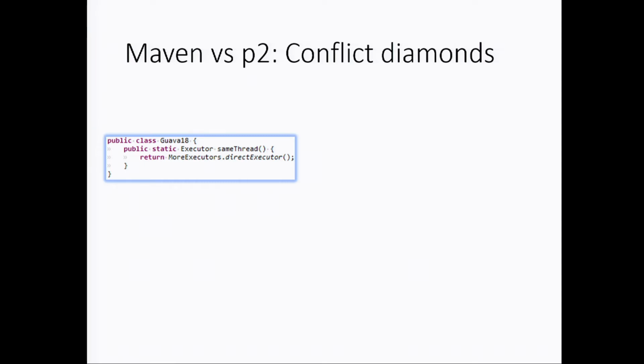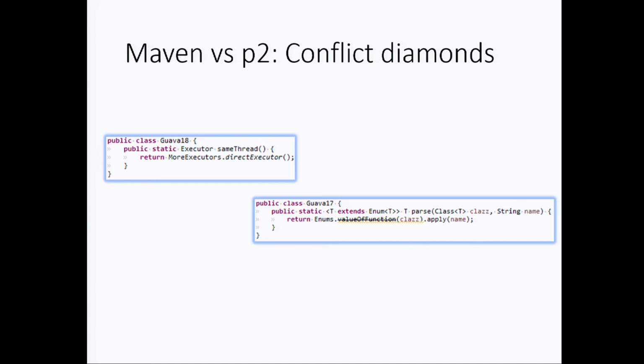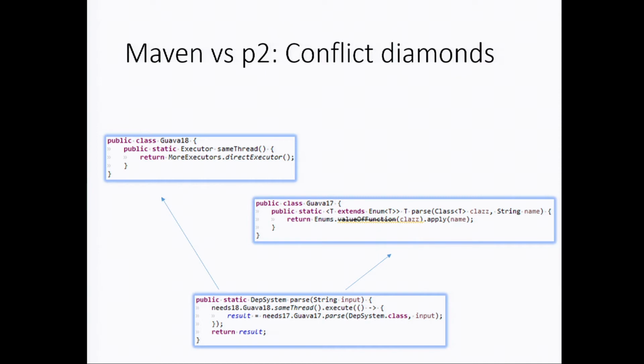So here we've got some code that relies on Guava 18, needs Guava 18 to run. And here we have some other code that relies on Guava 17 to run. And here we've got some code that needs both Guava 17 and 18 in order to run. It depends on both of these libraries. Importantly, it doesn't depend on Guava 17 or 18 directly. It just depends on code that uses them. So in the Maven world, if I ask for that bottom box, then I will get both of its dependent libraries, and I'll only get Guava 18. I won't get Guava 17 because there's no way to have Guava 17 and 18 at the same time.